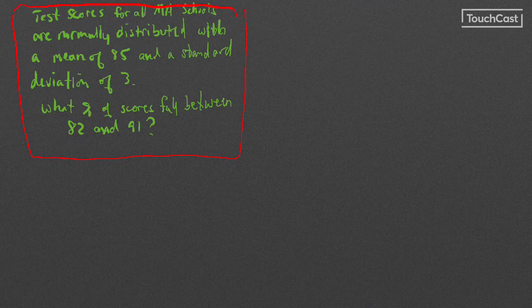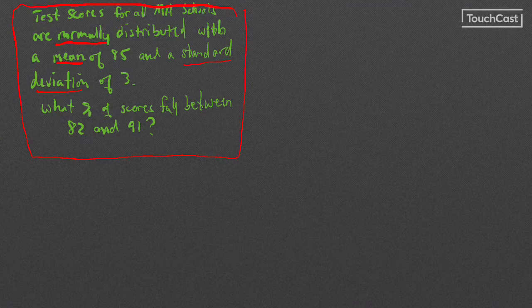So that's key. We know they're normally distributed with a mean of 85 and a standard deviation of 3. And we don't even care what they're testing. Let's just assume that we know all of that. But this is the data that we're given. So the question is, what percent of scores fall between an 82 and a 91?